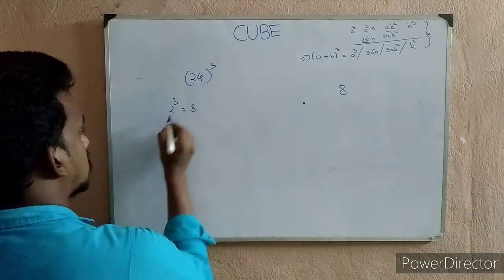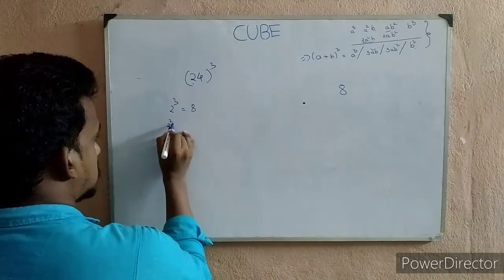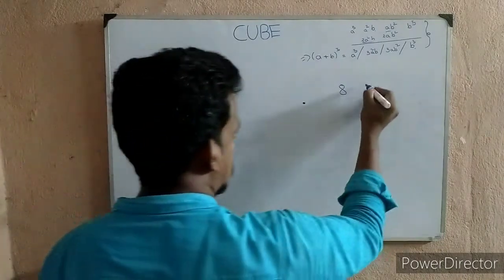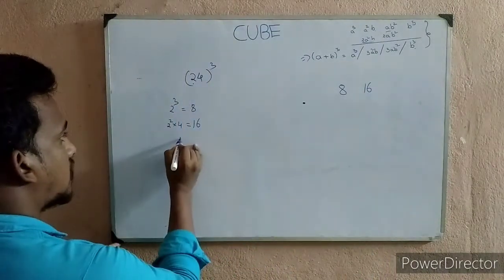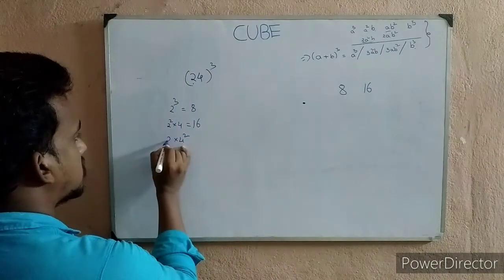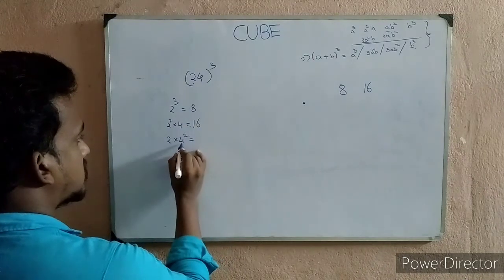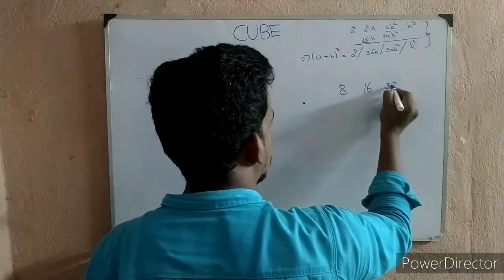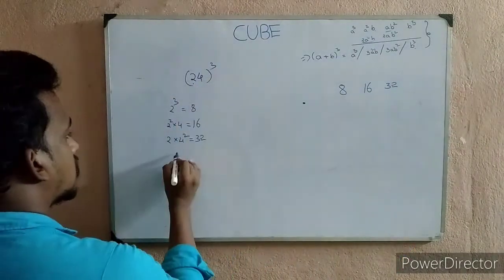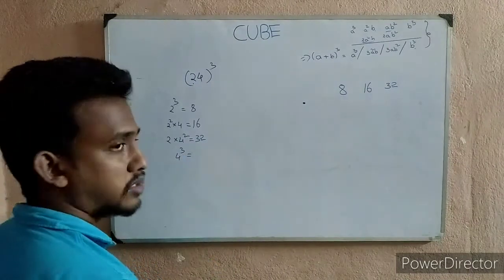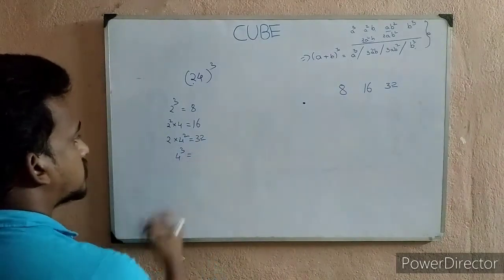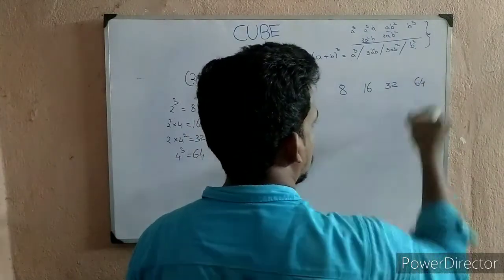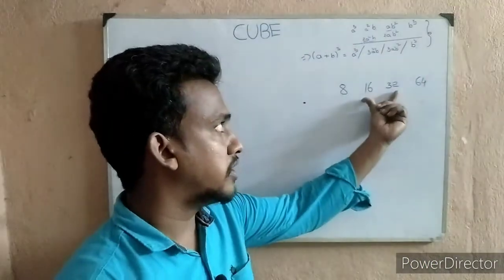And then the second step is to square the first digit and multiply it with the second digit, which results in 16. Next, square the second digit and multiply it with the first digit, so 16 twos are 32. And the last one, cube the second digit, so 4 sixteens are 64.